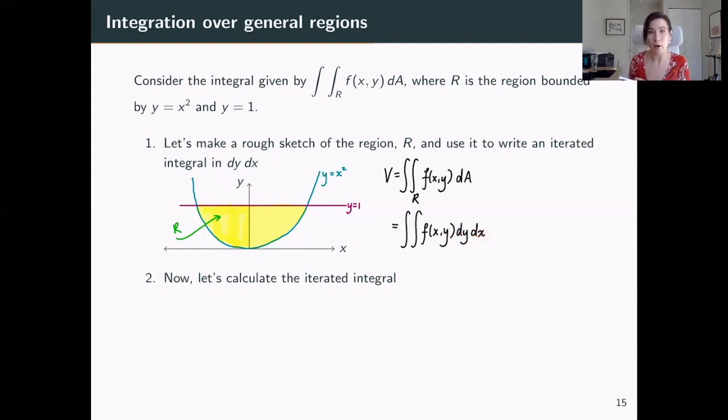So we want to figure out, well, how is our y changing? If we look at the region here, so at this particular value of x, we can see that our y value is changing from the point here, which is x squared, all the way up to the point y equal to 1. In total, our y is changing from x squared to y equal to 1.